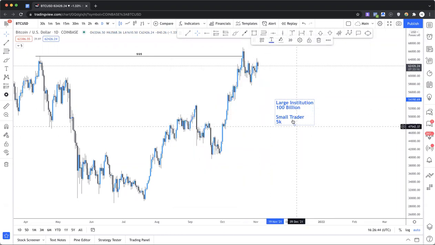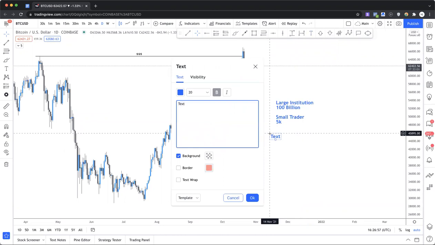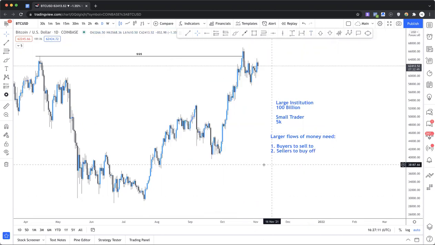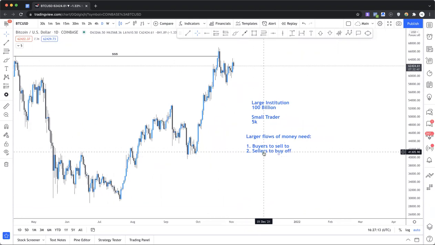The approach that these two people need to take is vastly different, because if you are buying $100 billion worth, you need to have enough sellers in the market to buy off. So let's write this down. Okay, so you need buyers to sell to, you need sellers to buy off. So what is this? Why is this important? Who cares? Because if you are a large flow of money, you understand that they can't just buy anywhere.